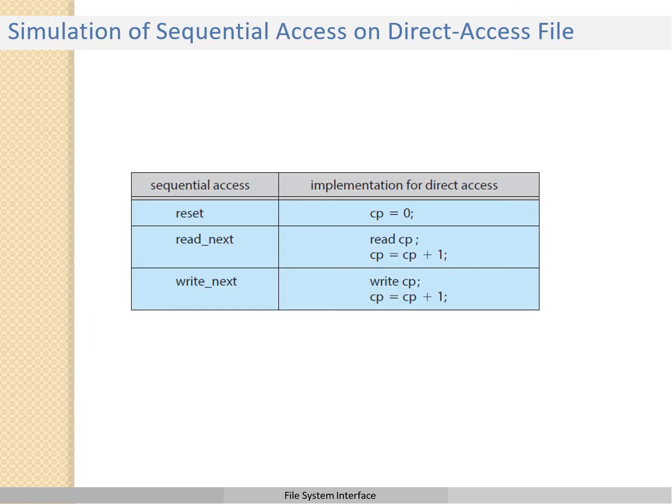Now, the implementation or simulation of sequential access on a direct access file. In sequential access we use the functions reset, read next and write next. Whereas in the case of direct access, reset is performed as a pointer cp equals 0. Read next can be done by reading the particular field with read cp and then incrementing the pointer, cp equals cp plus 1, for reading the next thing. Then writing is done as write cp and then cp equals cp plus 1.